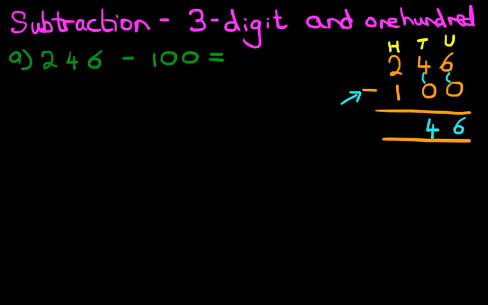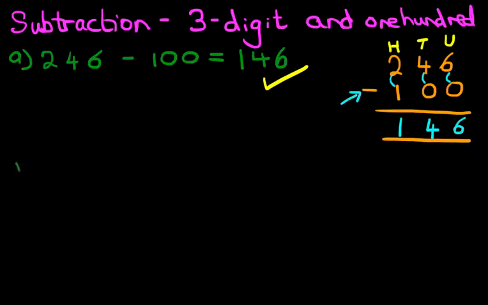And lastly, we're going to do the hundreds column. What is 2 minus 1? That's right, it is 1. And we have our answer. 246 minus 100 is 146. That is correct. We get a nice big tick.